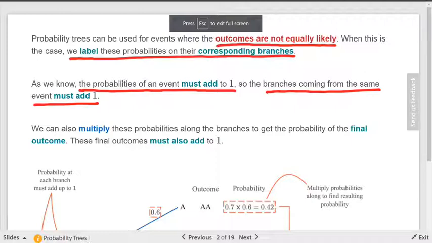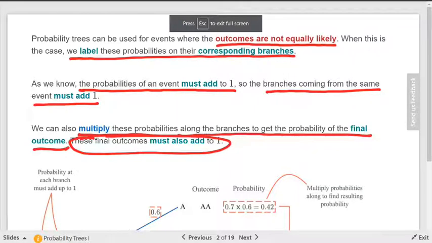And here we talked about this one. You can multiply these probabilities along the branches to get the probability of the final outcome. So, first one times the second one, just follow the branches first, then put the numbers in, and to get the final probability, we simply multiply them. And the final outcomes, if you did every branch. Now, I do not expect you to multiply out every branch, just the ones you need. But if you did multiply out every single branch, the final outcomes might add to 1.